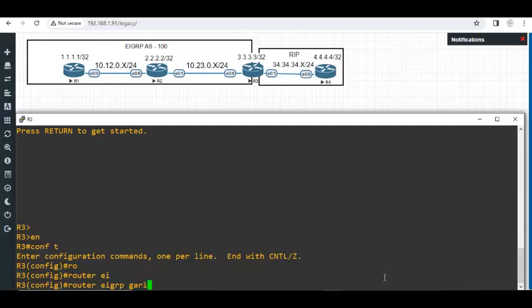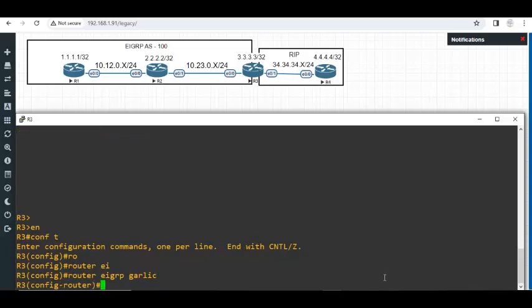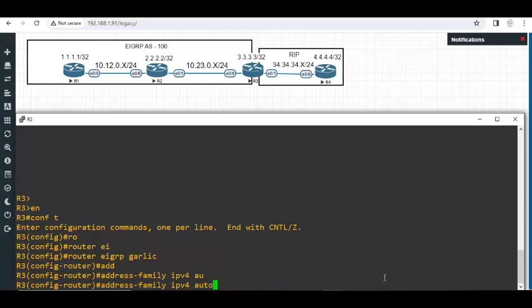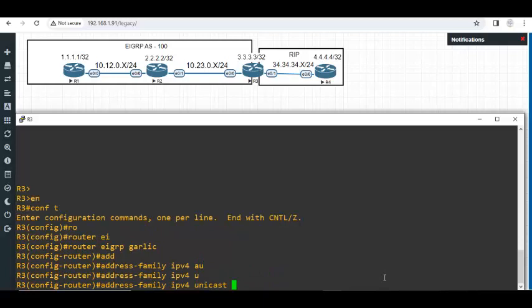So address family, yeah. Address family IPv4 unicast. Autonomous system, unicast is not mandatory. Autonomous system is 100. This is very important to match. This will match. And the networks are 10 and 3.